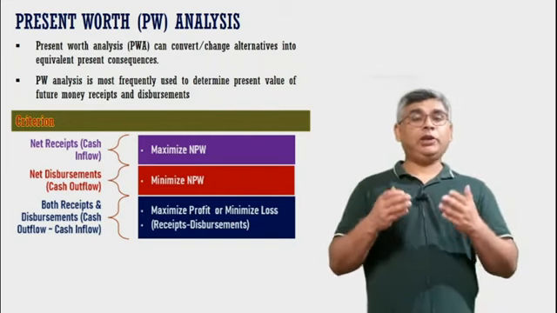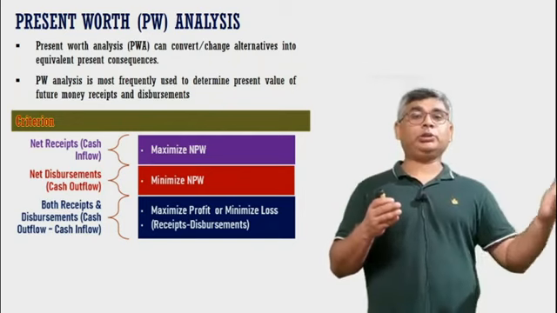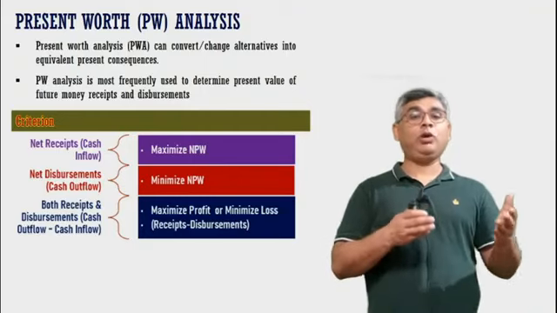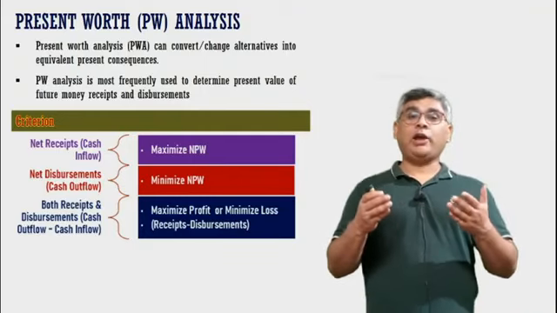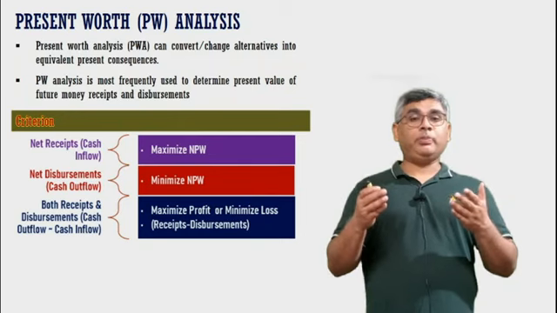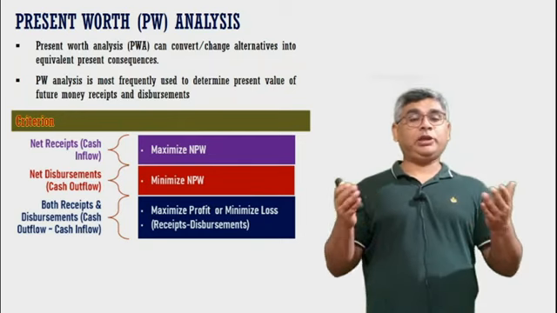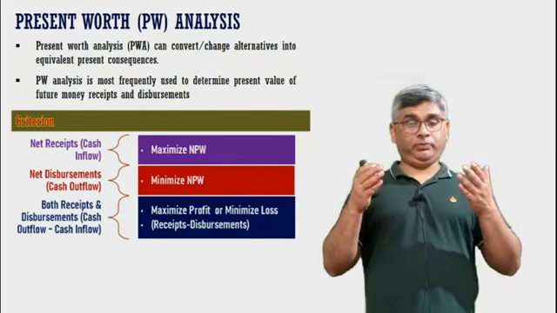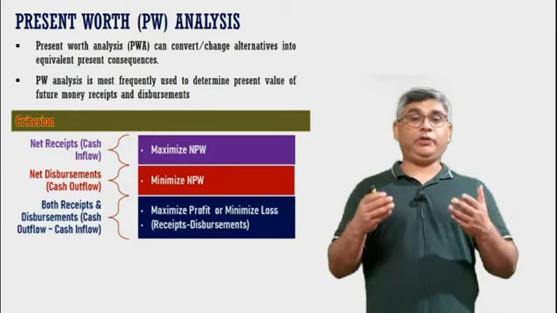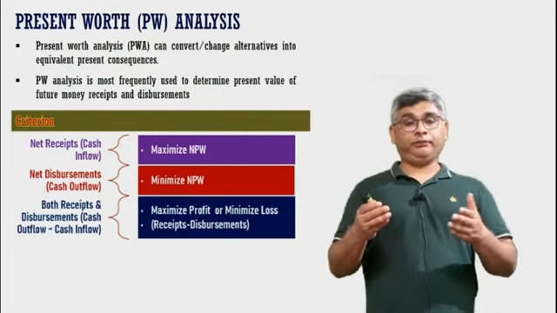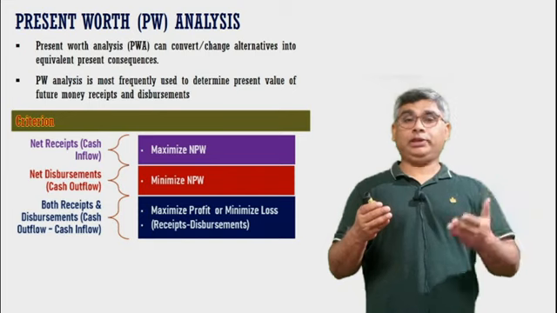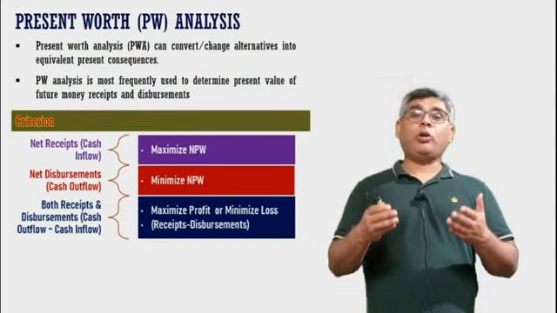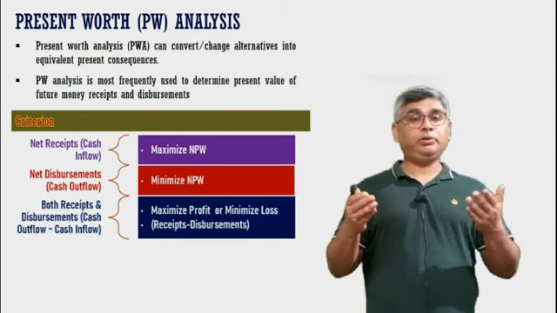However, if in a cash flow we have both the receipts and the disbursements, that is the cash inflow and the cash outflow, then we compute the net worth by subtracting outflow from inflow, and depending upon whether it is a profit or a loss, we decide accordingly. If it is a profit, then the alternative with the maximum profit is the preferred one, and if we have a loss, then the option with the minimum loss is the preferred option.